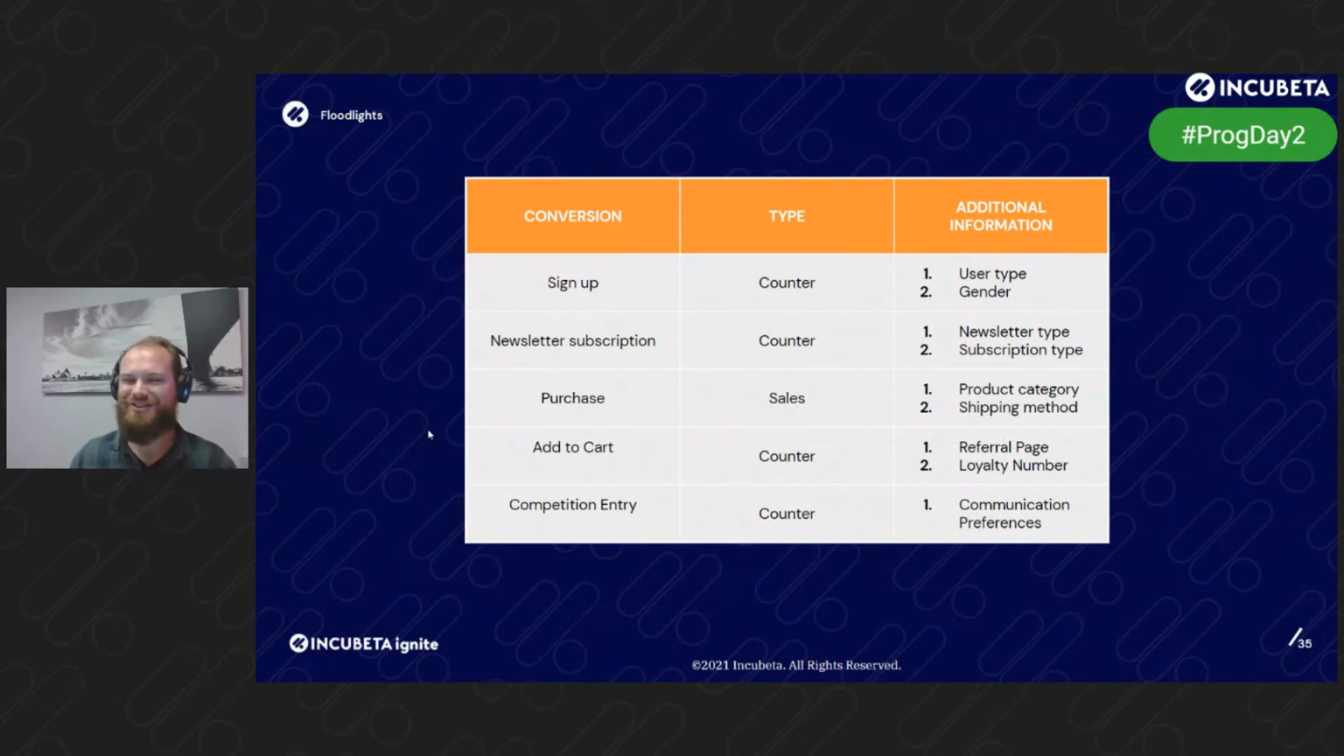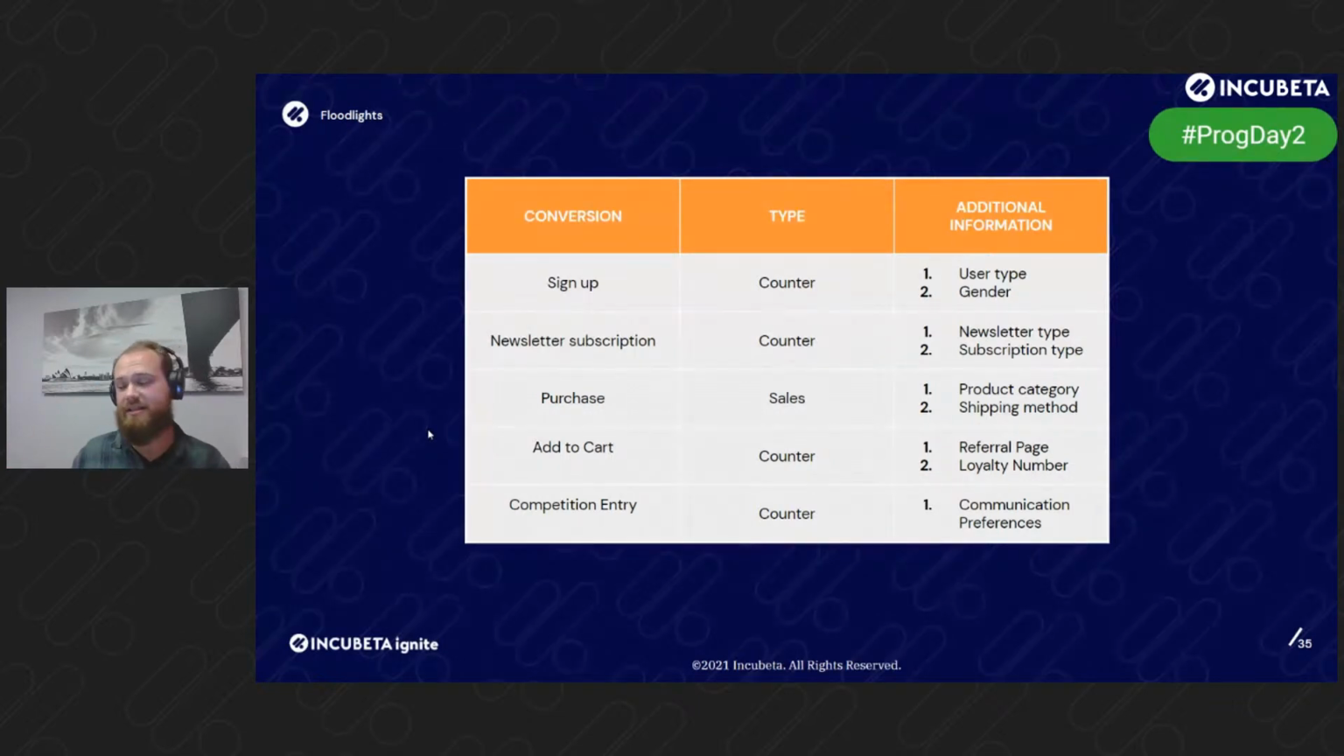So rushing ahead to this slide, we can see that on the left-hand side here, we've got our types of conversions, and I've given us a couple of examples to talk through. So a sign up, a newsletter subscription, a purchase, an add to cart, and a competition entry. And then I've given the type of floodlight that should be implemented in that scenario. You can see that signups and newsletter subscriptions, as well as add to carts and competition entries, it's just a counter. We're just counting how many times this event has happened.